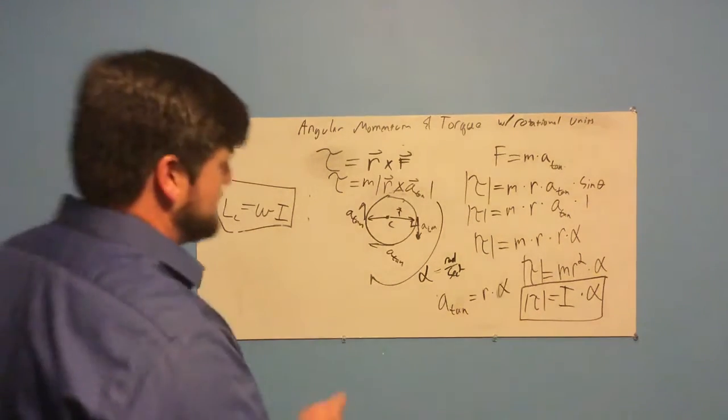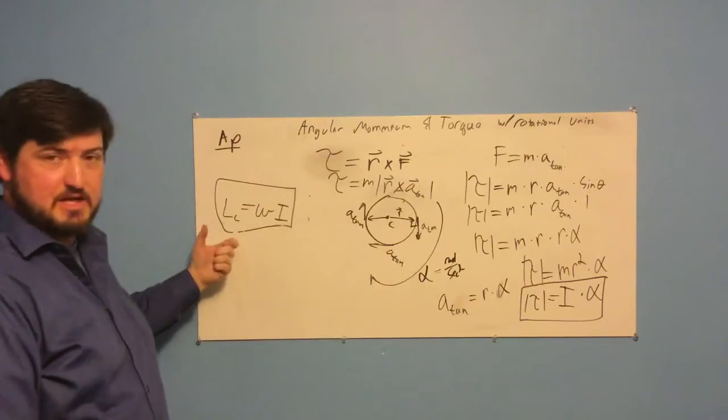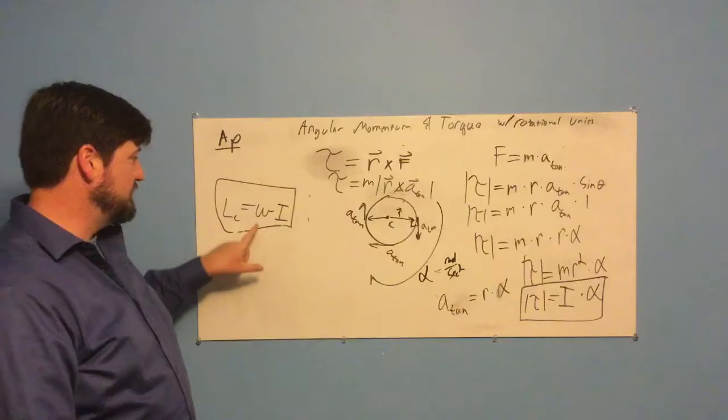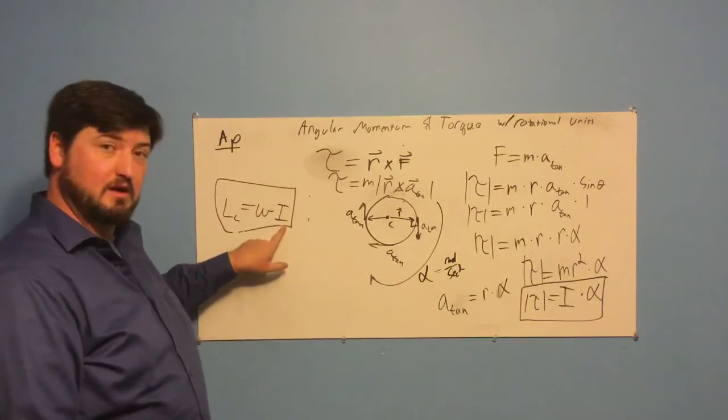So here's a good demonstration for you. Last video we talked about angular momentum and torque in terms of rotational units. So we found out that angular momentum is omega, that angular velocity, times your moment of inertia.